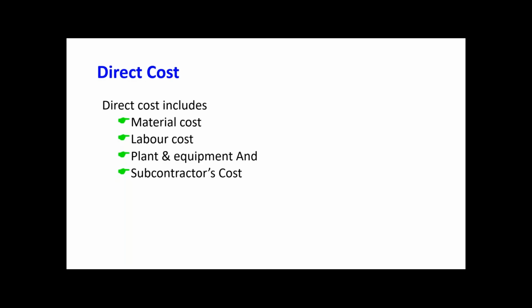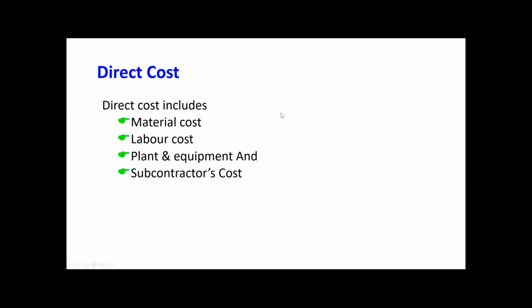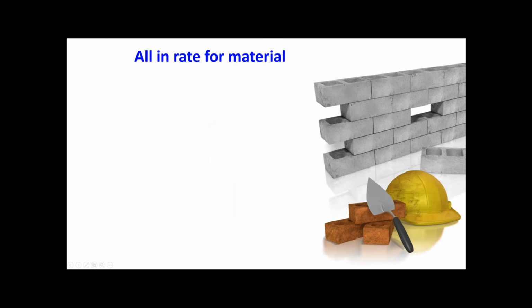So now we should learn how we are going to calculate the material cost, the first item. Anybody have the idea? What do you mean by all-in rate for material? If you know, just type it in the question option. Do you know what you mean by all-in rate for material?